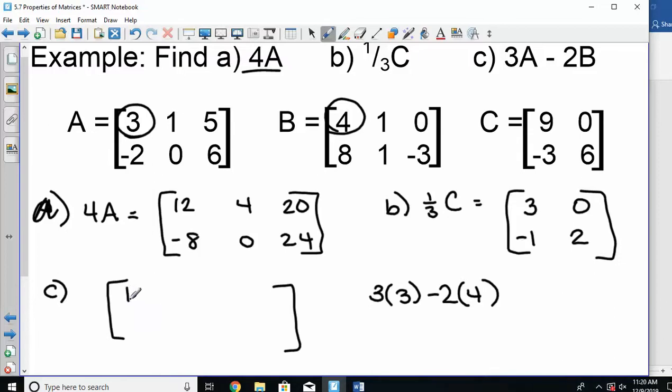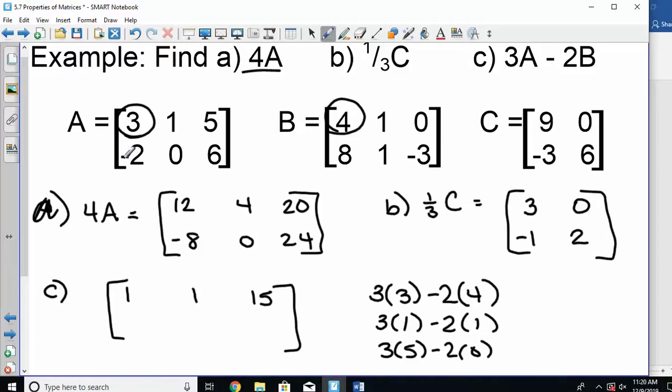1. Okay, moving down row 1. 3A, so that would be 3 times 1, minus 2B, so that's 2 times 1. So 3 minus 2 gives us a 1. Okay. Row 1, column 3, 3A. So 3 times 5 minus 2 times 0. So we get 15.